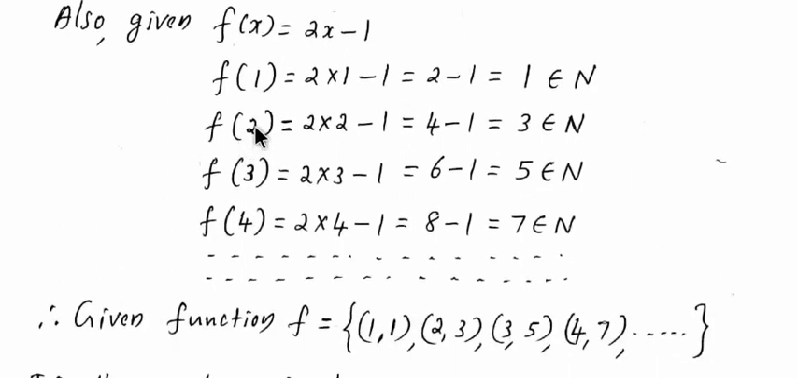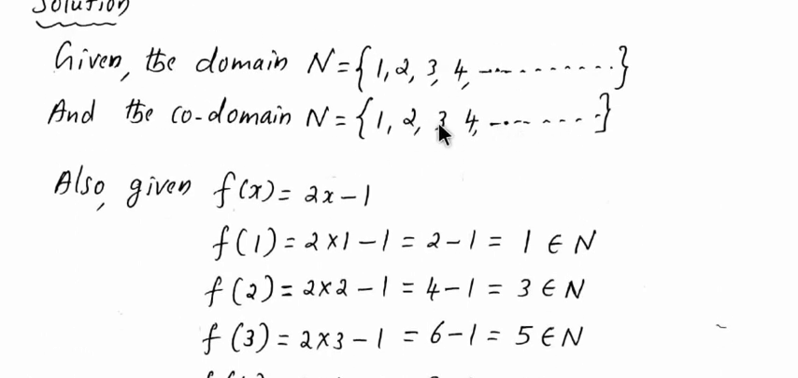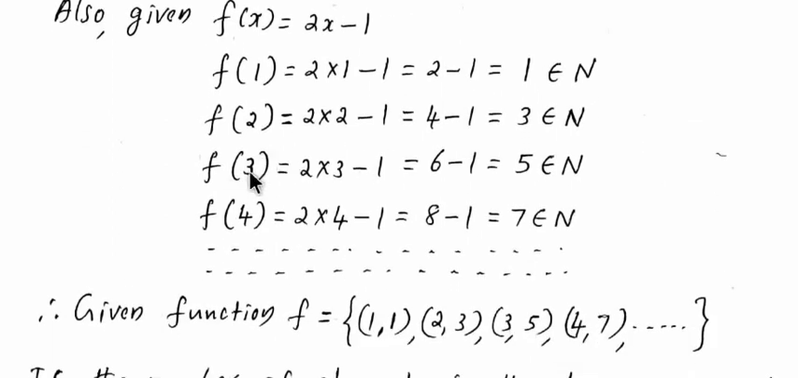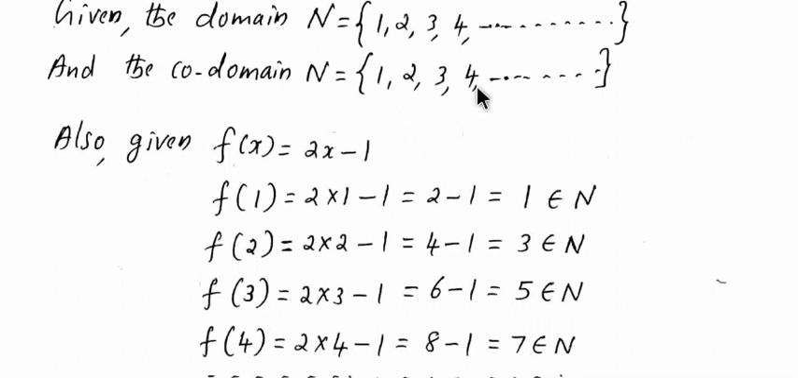Then the next value, x = 2. f(2): we substitute x = 2 here. 2 into 2 is 4, 4 minus 1 is equal to 3. 3 belongs to N, the codomain. Then the next value 3: substitute x = 3. 2 into 3 is 6, 6 minus 1 is equal to 5. 5 also belongs to the second set N, so we can write 5 belongs to this set.